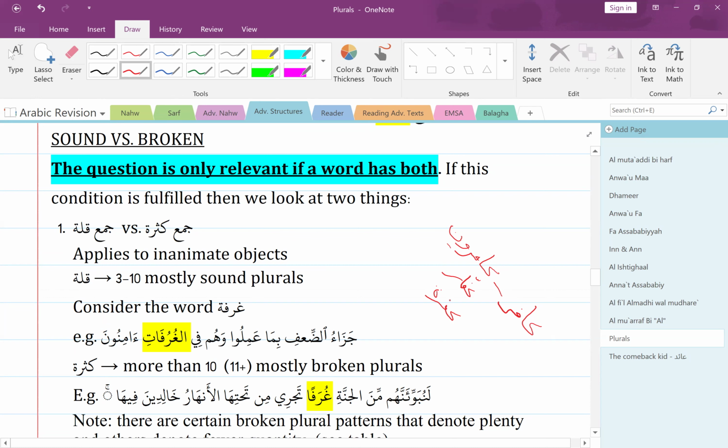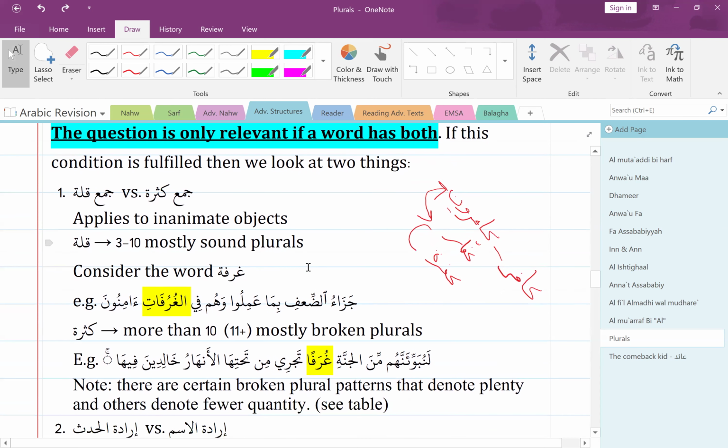If it's between sound and broken, then there are two discussions we're going to have. But if it's between broken and broken, then the discussion you have is either jam'u qilla or jam'u kathra. Is it a lesser plural or a greater, larger plural? So just keep that at the back of your mind.